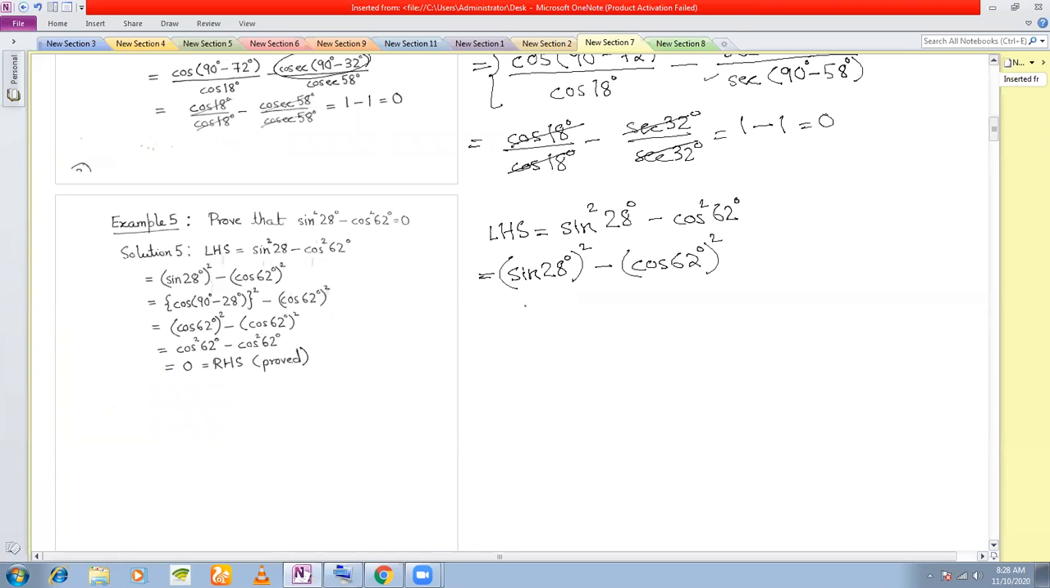Now what you must observe is that sine can change to cos, or cos can change to sine. So what we will do here is either change sine to cos or change cos to sine. We'll not change both. So we are going to keep sine as it is. This time let us change cos. So if I change cos to sine, I must subtract this angle from 90 degree.